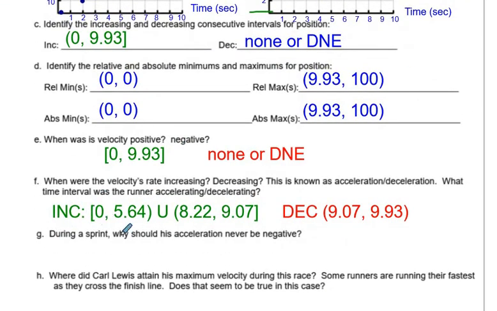So the next thing is, during a sprint, why should his acceleration never be negative? Well, you are told as a sprinter to just run as fast as you can the whole time. In order to have your race have a constant acceleration, you want your acceleration the entire time to be positive.